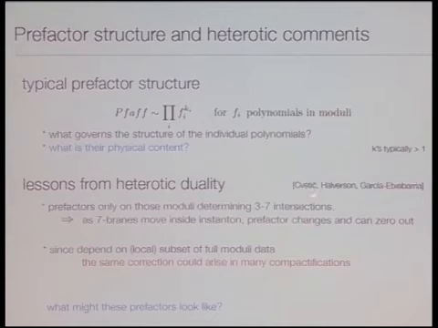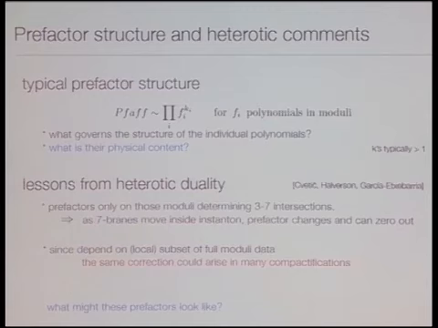So some of the lessons that we learned in the paper from last year from heterotic duality, first and foremost, is that the prefactors only depend on a subset of the moduli, and it's those moduli that determine the 3-7 intersections. So the way that you should think about this is you have some prefactor that is moduli dependent. As you vary those moduli, the 7-branes are moving around in the instanton world volume. And as that happens, sometimes you will get additional zero modes, and it can cause the prefactor to zero out. So since these depend on a local subset of the full moduli data, namely that in the heterotic string which restricts to the instanton curve, the same correction could arise in many compactifications because it's not the full moduli data of the heterotic string compactification.